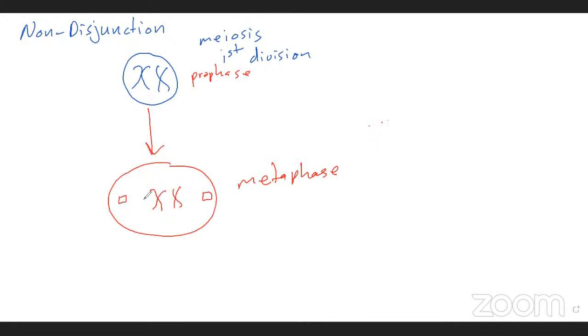Do the spindles attach to them? Yes, attach at the equator, right. So by the time we reach anaphase, what happens now? They are being pulled to the opposite poles.